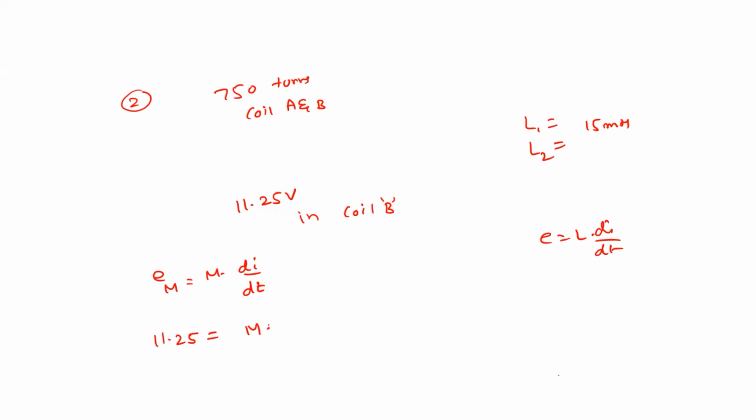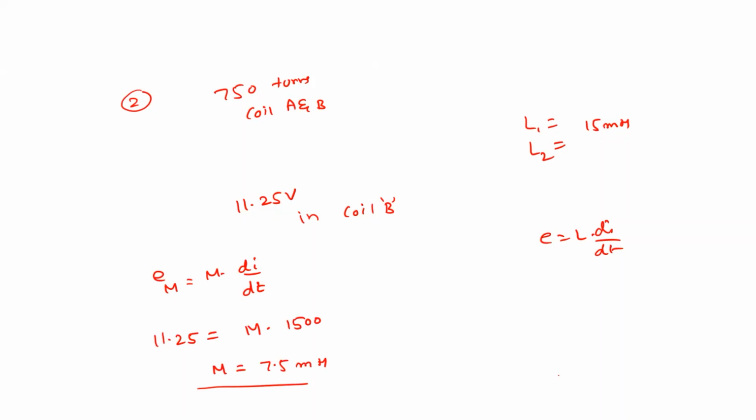So M into, so what is the rate of change of current here? 1500 ampere per second, right? So what is M here now? So that is 7.5 millihenry. Agree? It's clear? Yes, sir. So what is the next question?